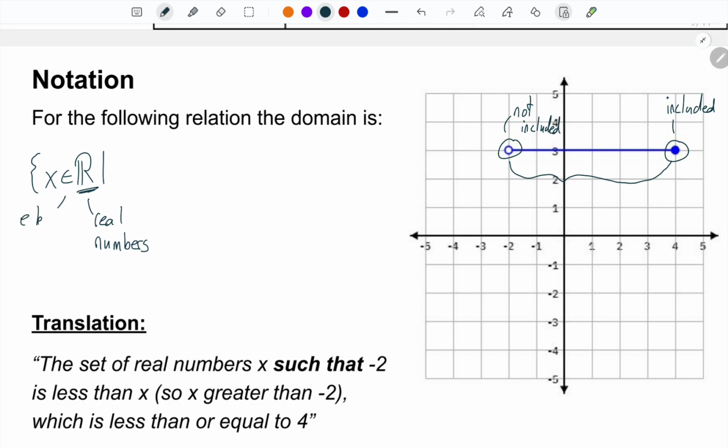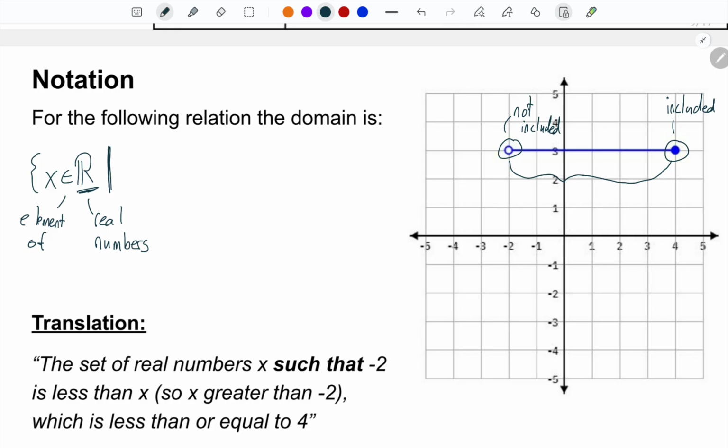And I'll just say element of, or part of, or this. And so what we're saying is x could be a real number, and then what we have to do is give it conditions, because it's not any number. It's not anything, but it's a number between -2 to 4. And so this vertical line that I draw, that's the condition.